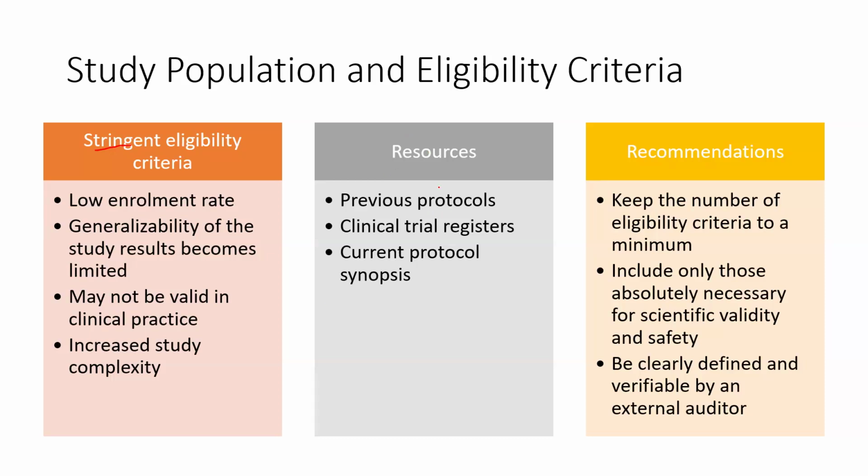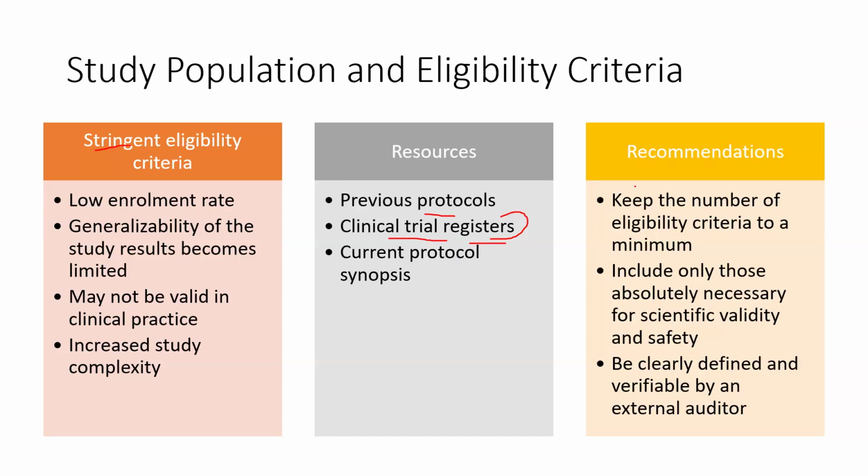Resources from where you get this information may be previous protocols and clinical trial registers. This is a little advanced for you. I'll give you the names of one or two clinical trial registers, and from there you can also get the information. I have an assignment for you at the end, a very interesting assignment. I will give you the names of the registers, and by referring to those registers you have to complete that assignment.